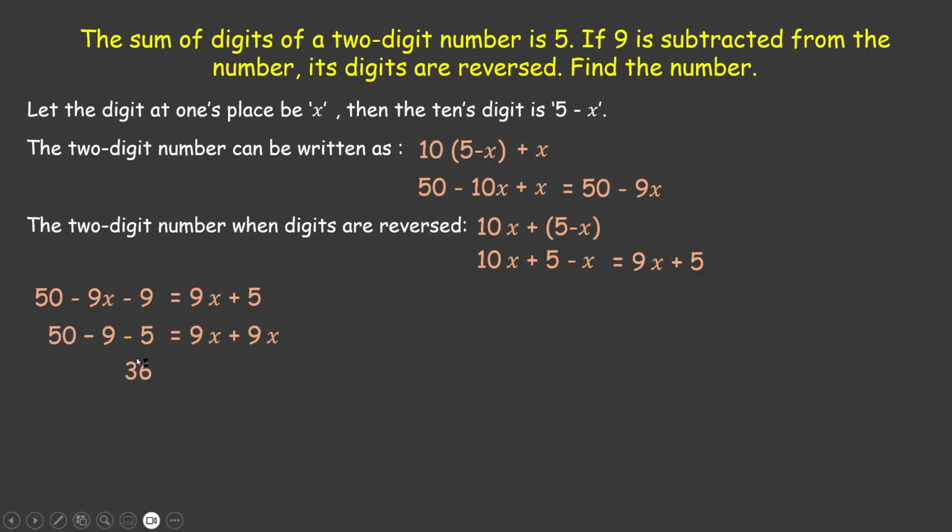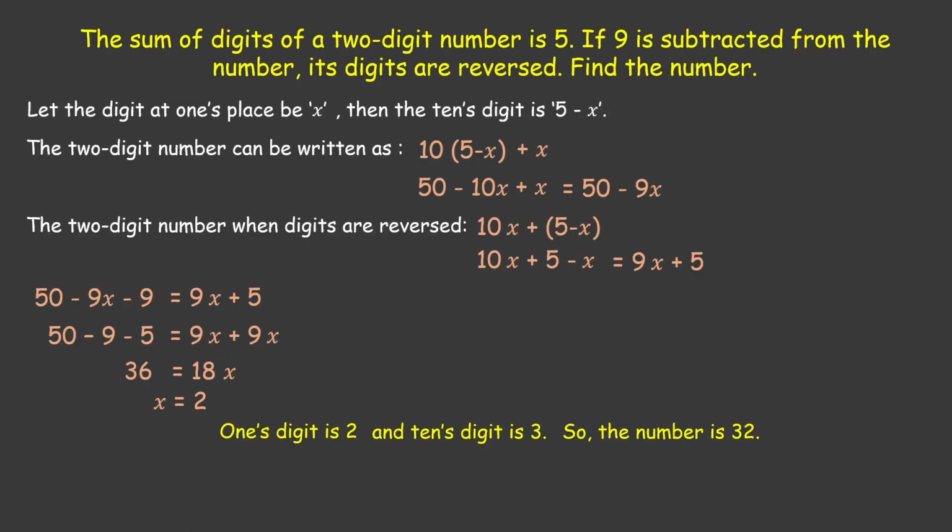This is 36. 50 minus 9 minus 5 is 50 minus 14, which is 36, and this is equal to 18x. So x is equal to 36 divided by 18, which is 2. x is the ones digit. So ones digit is 2 and tens digit is 5 minus x. So 5 minus 2 is 3. Therefore, the number becomes 32.